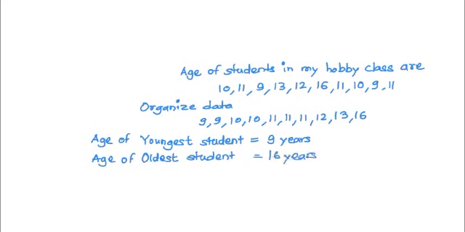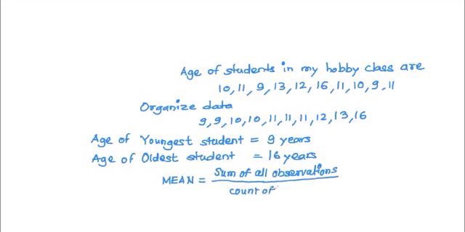Now let's also find what is the average age of students in my hobby class. So when I say average age, what we are trying to find is arithmetic mean. So what is the formula for mean? The formula for mean is sum of observations divided by count of observations. Now let's do the sum of observations.